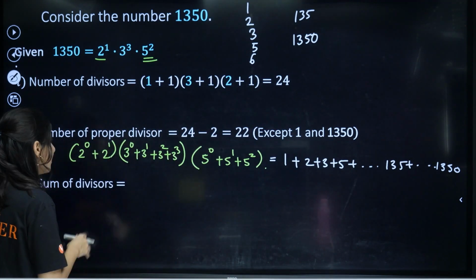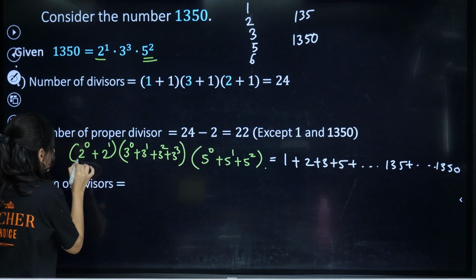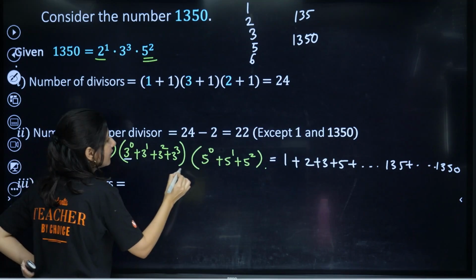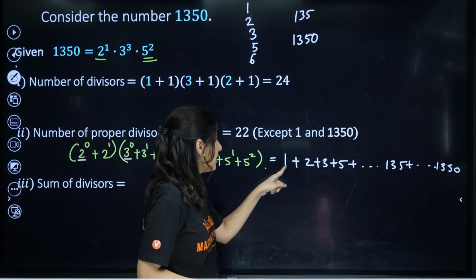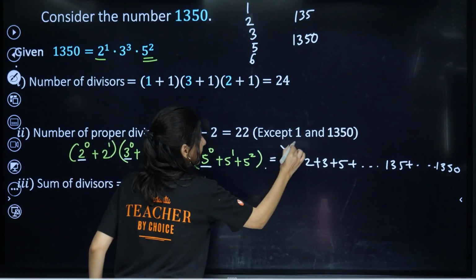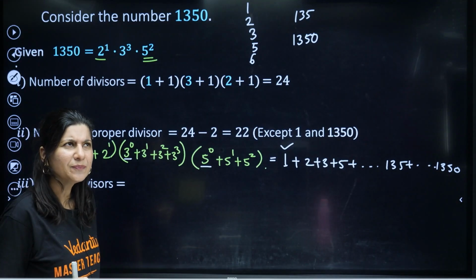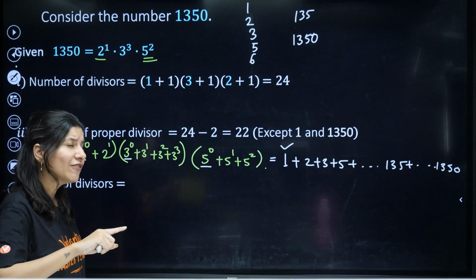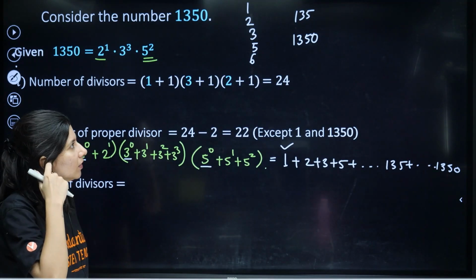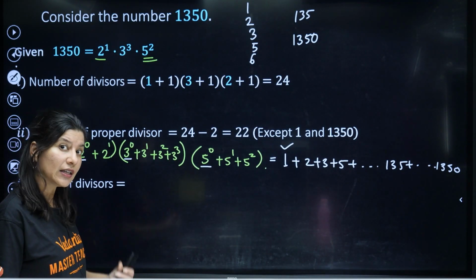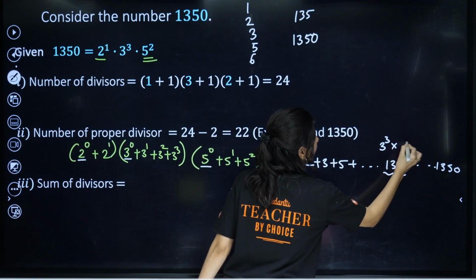Let me give you the proof. Acha, you want 1. So for 1, 2 ki power 0 will get multiplied with 3 ki power 0 and with 5 ki power 0. So there will be one term which will be 1. So this you are getting. Now what do you want? 135. Let me just check. 135 is what? Tell me. Ma'am, 135 is 45 into 3. That means 3 ka cube. Okay. And into 5. 3 cube into 5.